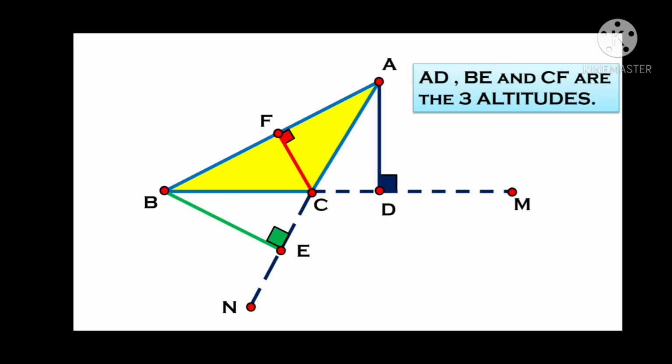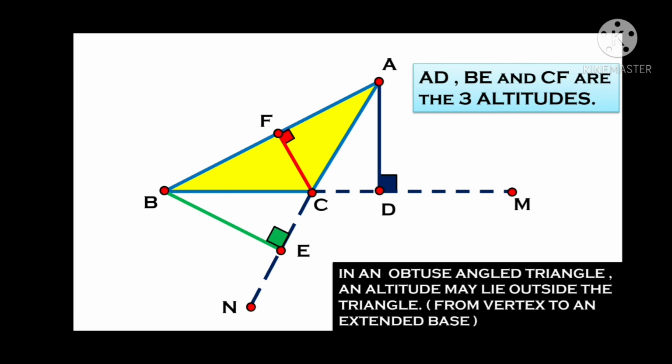So here we get three altitudes, AD, BE and CF. So these are the three altitudes of this obtuse angle triangle. So remember, in an obtuse angle triangle, an altitude may lie outside the triangle also. So from the vertex to an extended base, as you can see here, we have extended the base. So there will be a need of extending the base whenever a vertex comes out of the range of the side. As we saw here, from BC, A is just out of the range of BC. So we have to extend the side BC such that we will get a perpendicular line segment.